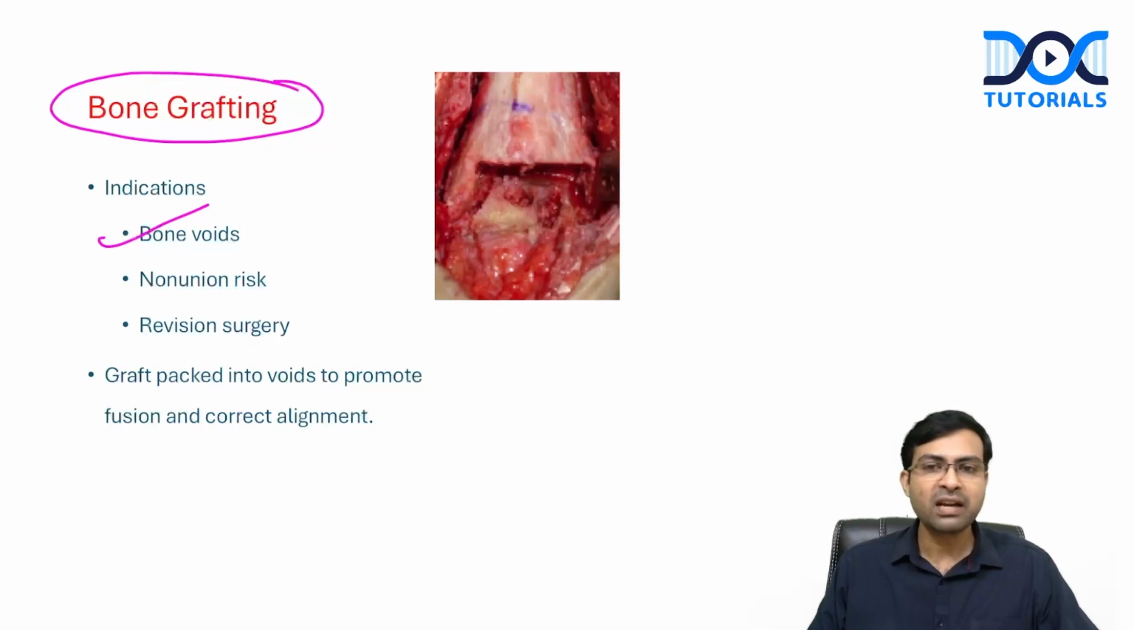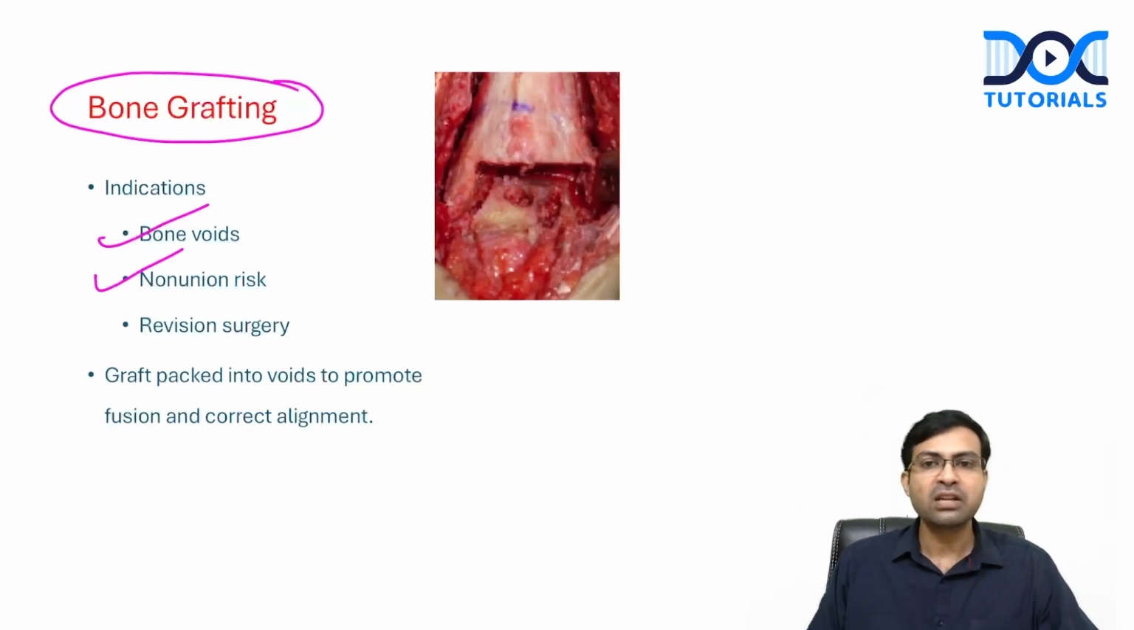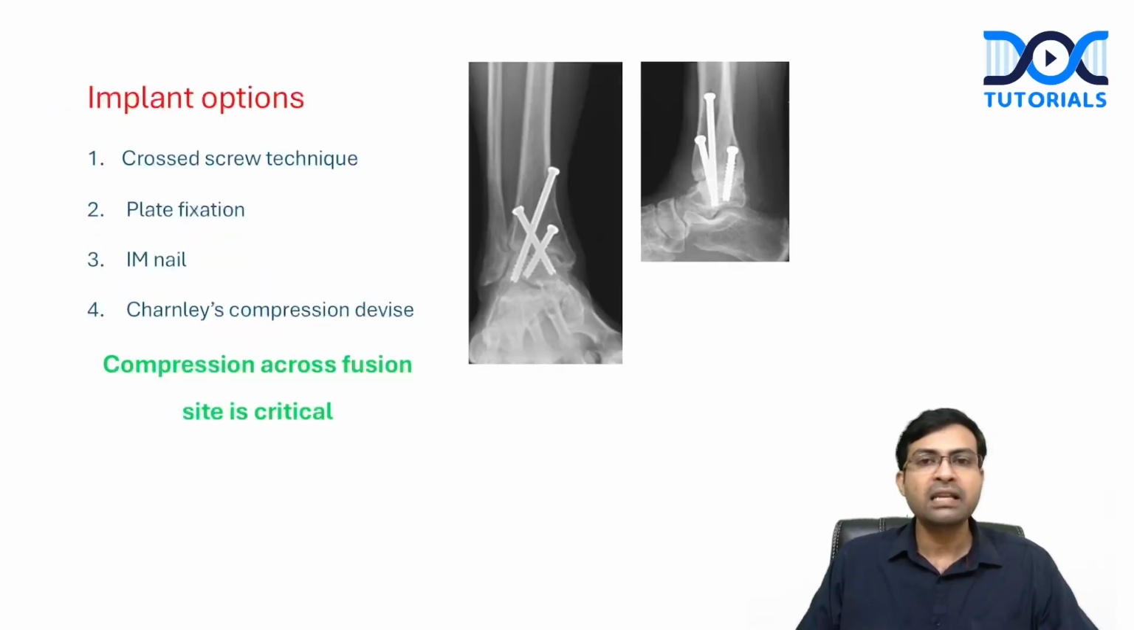So make sure that you debride everything of the cartilage and then you fill everything with bone graft. Again, you have to use bone graft in any patients with a non-union risk, such as a smoker or in revision surgeries. You have to pack the entire joint with bone graft so that very good contact is available between the bone ends.